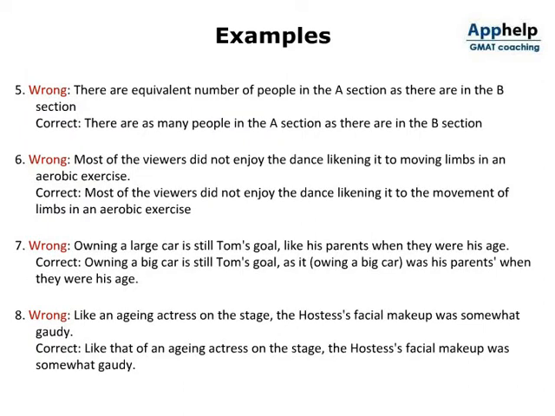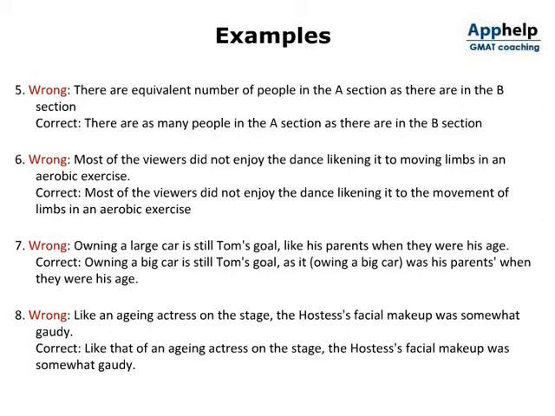Example 5. There are equivalent number of people in the A section, as there are in the B section. This is wrong. In this case, as many as should be used. Correct sentence: There are as many people in the A section as there are in the B section. Example 6. Most of the viewers did not enjoy the dance, likening it to moving limbs and an aerobic exercise. This is wrong. Correct sentence: Most of the viewers did not enjoy the dance, likening it to the movement of limbs in an aerobic exercise.